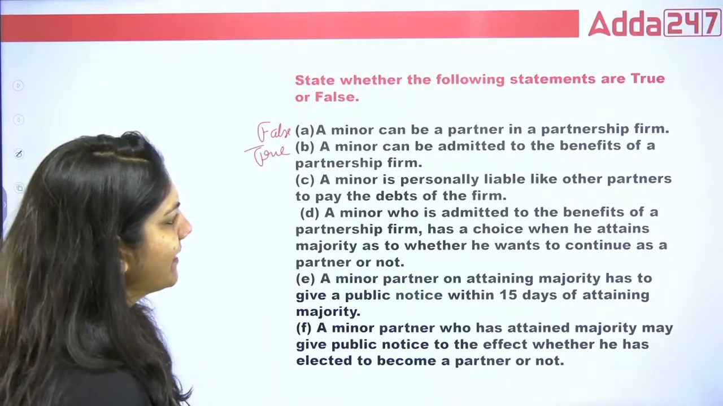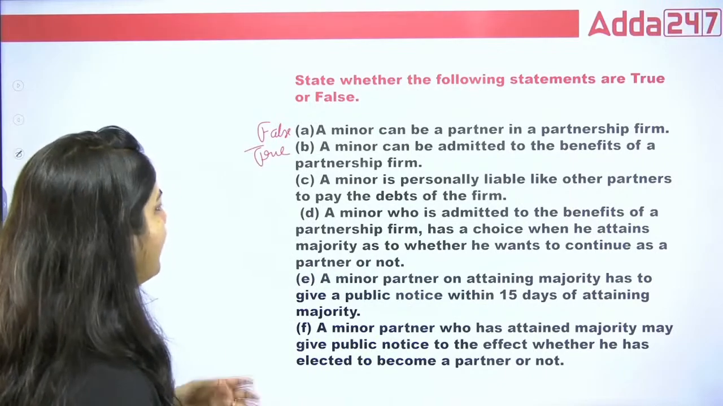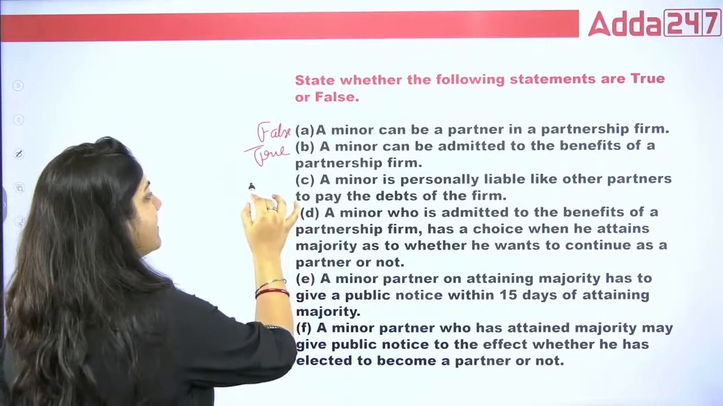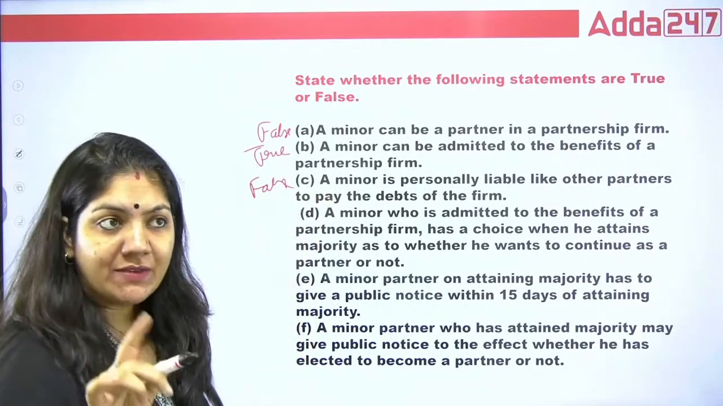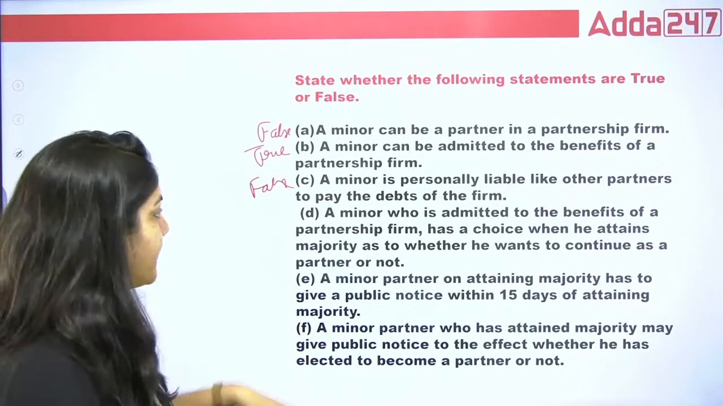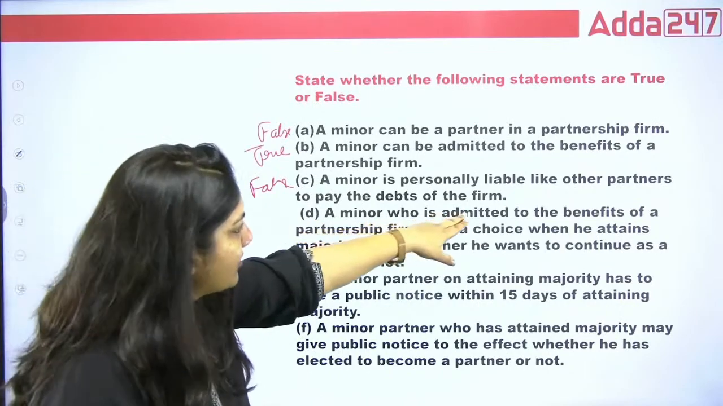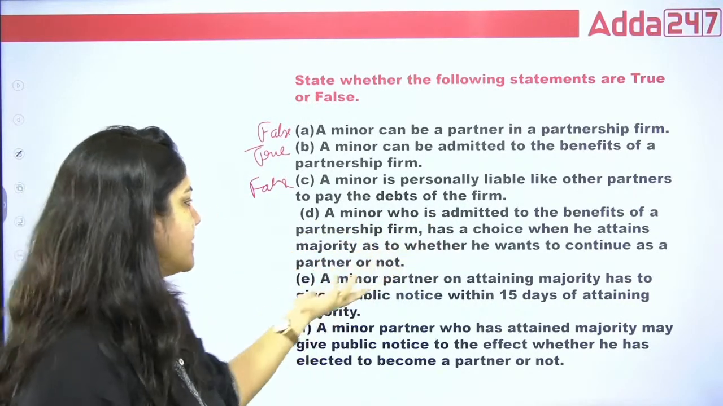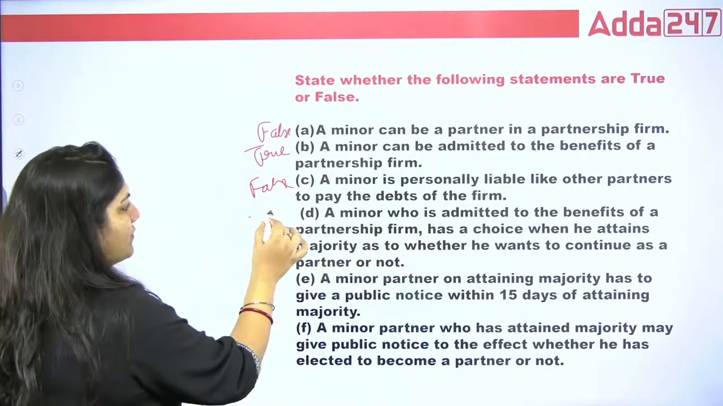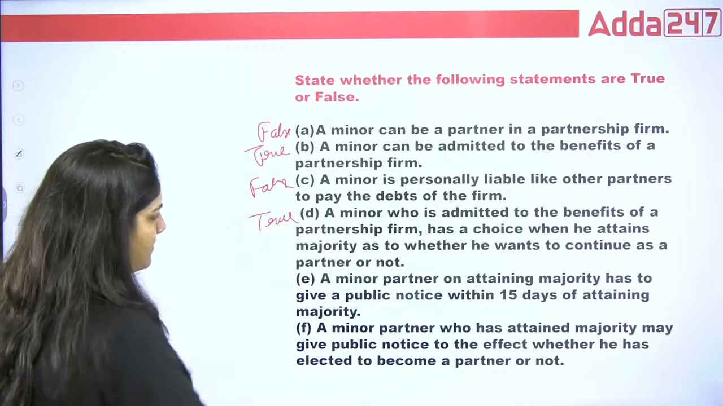Minor is personally liable like other partners to pay the debt. No, minor will never be personally liable. The liability will be taken from the share of the minor. Minor who is admitted to the benefit of the partnership firm has a choice when he attains the majority as to whether he wants to continue as partner.